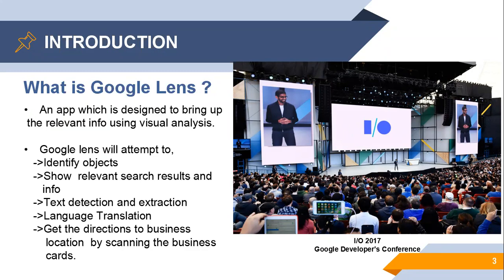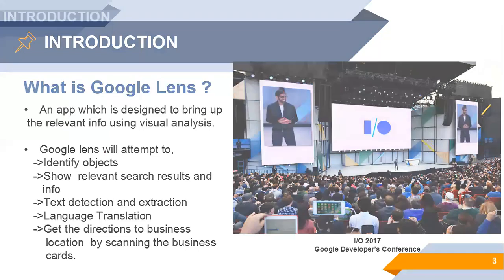Next is language translation, which is nothing but conversion from one language to another language. For example, the text to speech output is an example for language translation. The next application is to get directions to a business location by scanning business cards. For example, if we scan a business card, it will list out all the attributes like location, address, and contact, and ask whether the contact should be saved or not.